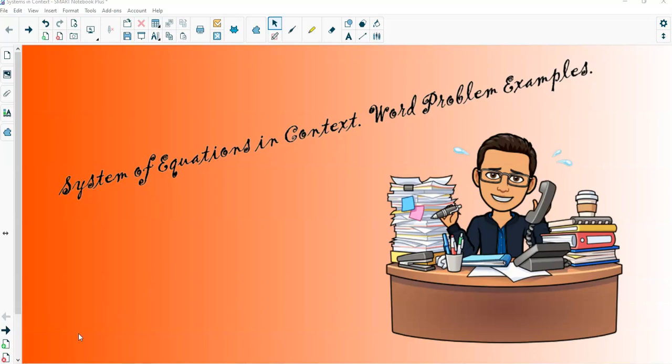Okay, good morning, guys. Today I am going to be recording for you systems of equations in context, and these are examples of the word problems that you are going to be encountering while working exercises so that you have an example of each. So I hope this helps you.